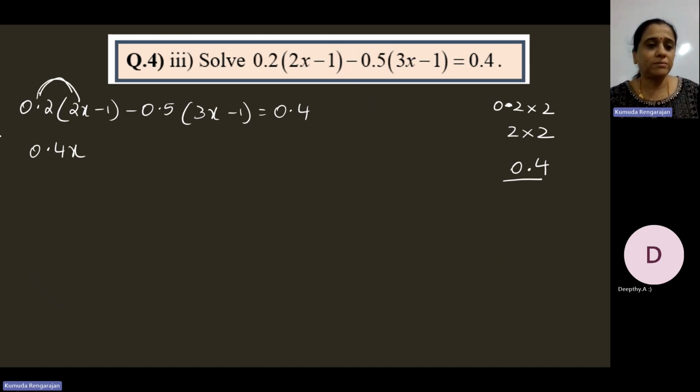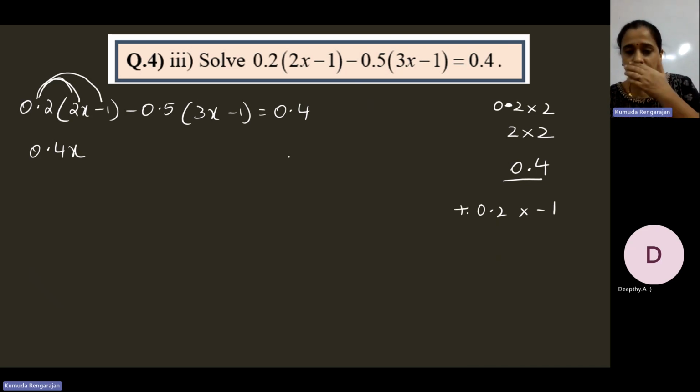Okay. Now multiply 0.2 and minus 1. 0.2 into minus 1. Plus into minus, multiply, minus. Every time you multiply, multiply the signs first and then the numbers. 0.2 has a plus sign before it, so it's plus into minus, minus. 0.2 into 1 is 0.2. Anything into 1 is the same thing.